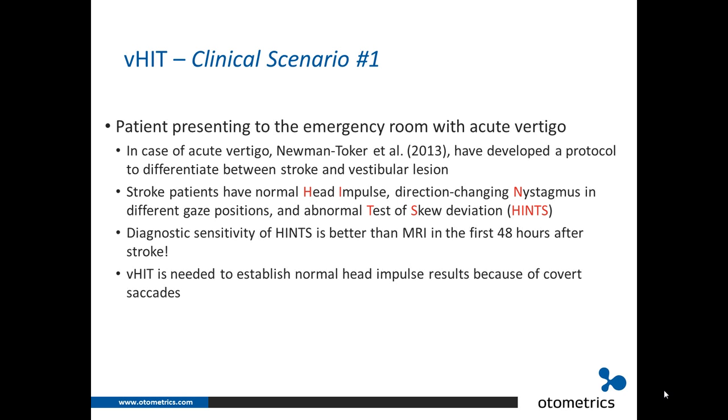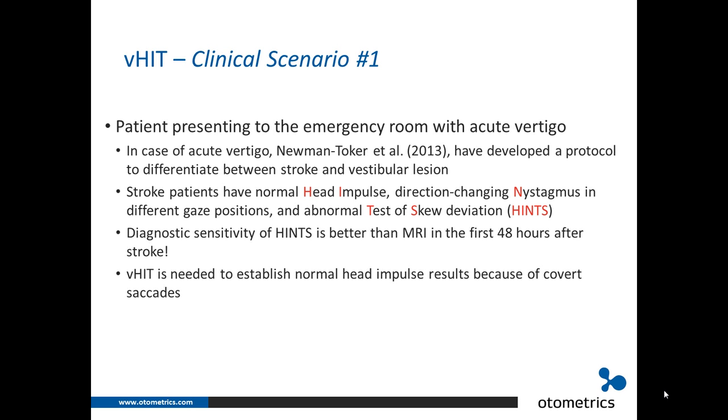HINTS. HI stands for head impulse. N stands for nystagmus in right and left eccentric gaze positions. And TS stands for test of skew. The last test involves looking for vertical misalignment of the eyes by alternately covering each eye.